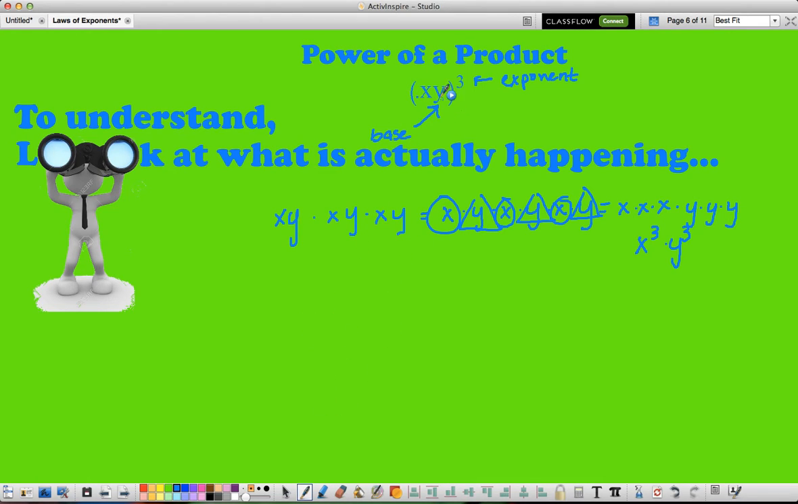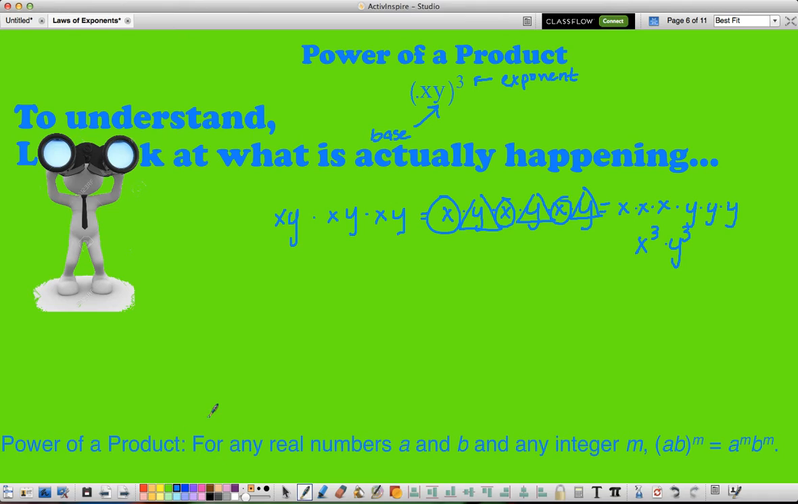So the rule or the law of exponents here is the power of a product for any real numbers a and b and any integer m. a times b to the m is equal to a to the m times b to the m.